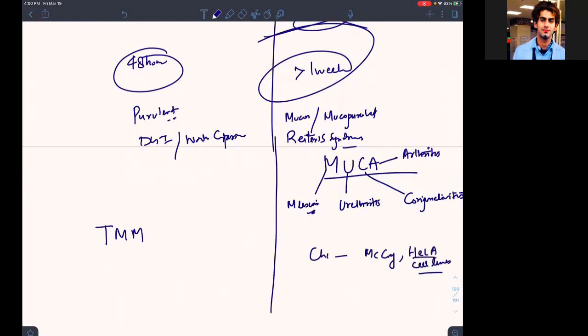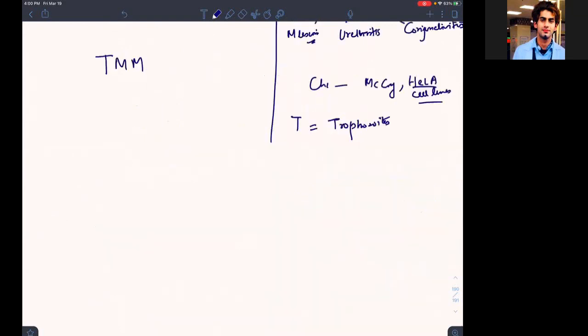How to detect trichomonas? Directly check the trophozoites of trichomonas, the small infectious stages. Candida, what will we be able to appreciate? Yeast cells in the discharge.